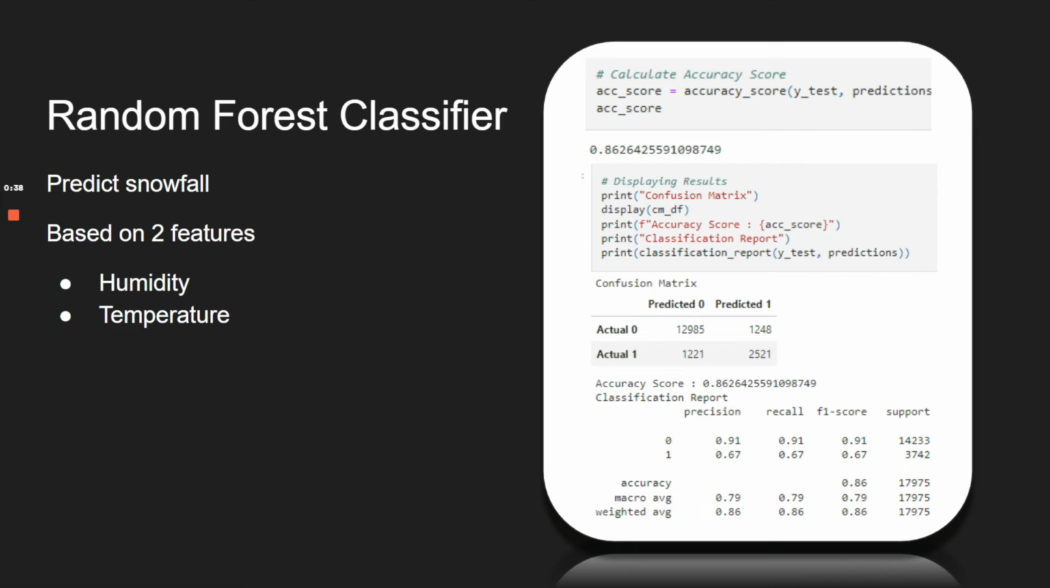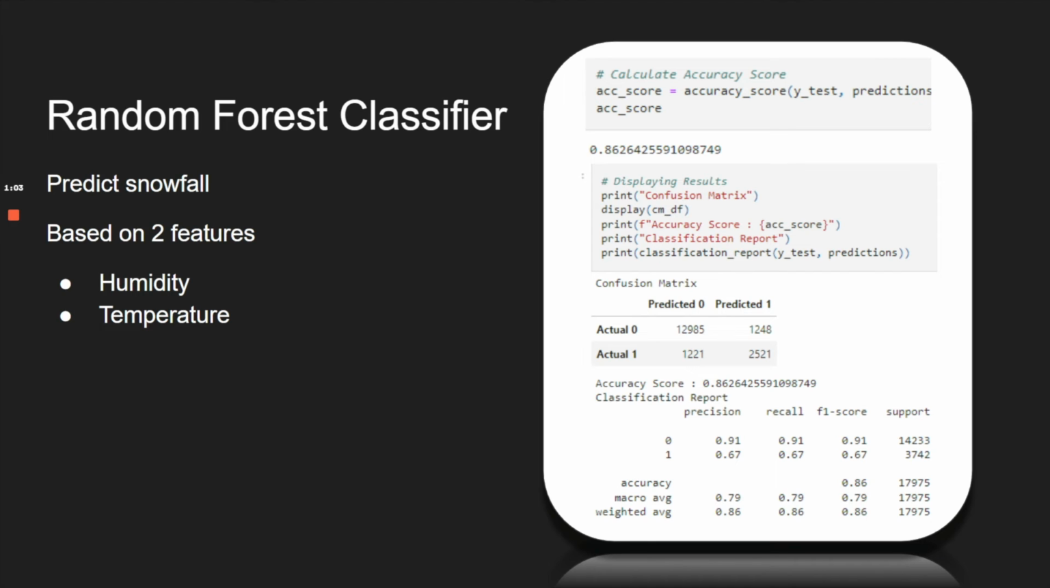In terms of precision, our model predicted it to not snow over 14,000 times. Since it correctly predicted nearly 13,000 times, this led to a precision of 91%. However, when trying to predict if it would snow, our model predicted it to snow nearly 3,800 times. Since it correctly predicted about 2,500 of those, our precision dropped to 67%.